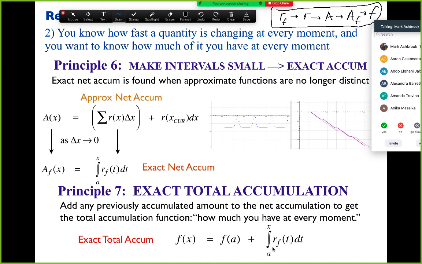So again, you know how fast a quantity is changing at every moment. You want to know how much of it you have at every moment. So this is our golden function that solves that problem, answers that question. And now this applies to any quantity. What do you need? You just need the rate of change of that quantity. If you have the rate function for that quantity, then you can write down the exact total accumulation for that quantity.